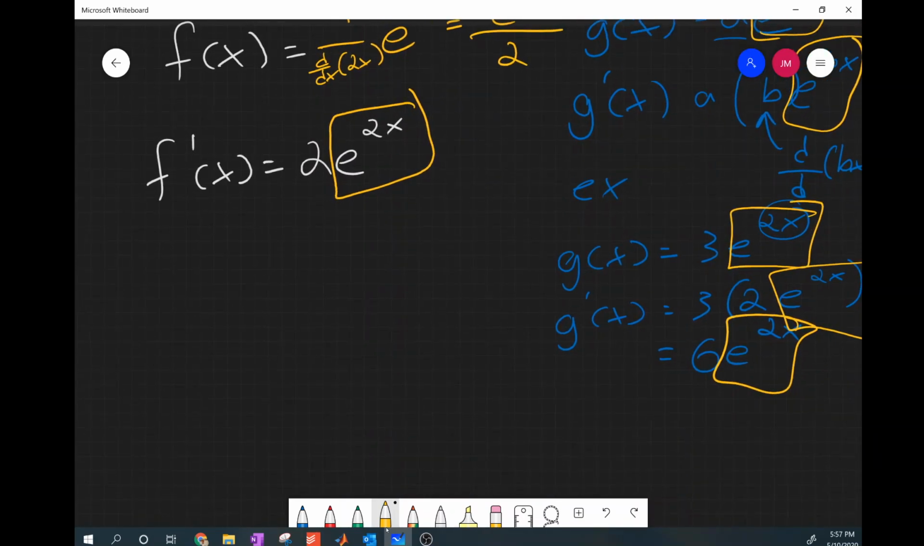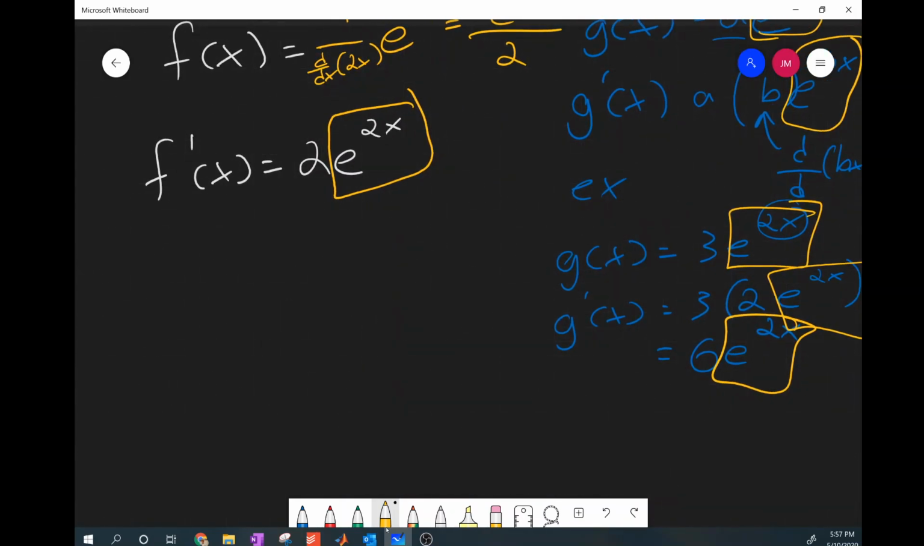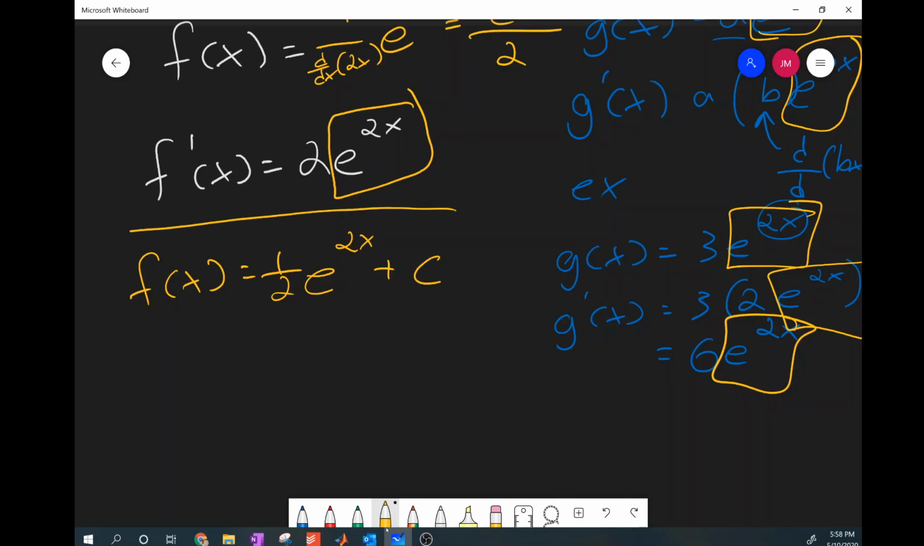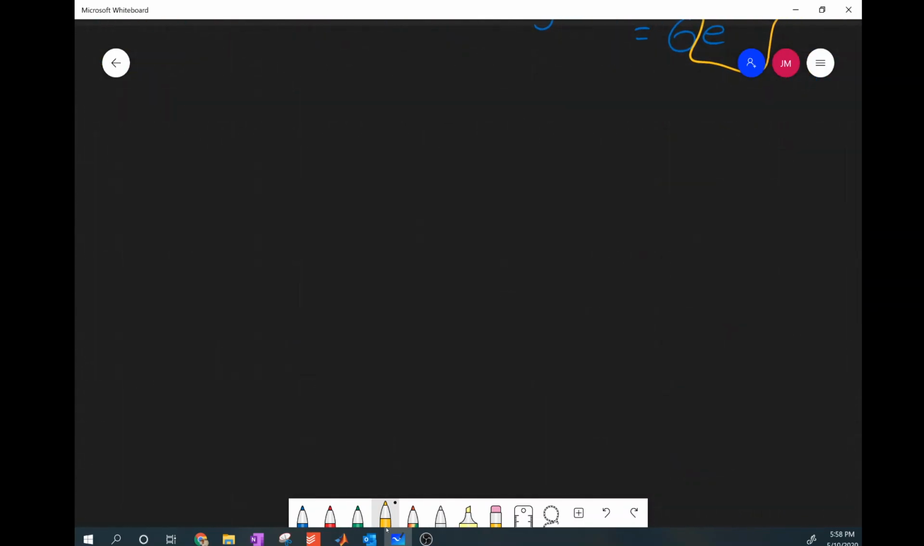So then we see that if given f prime of x equals 2e to the 2x, then f of x equals 1/2 e to the 2x. Hopefully remember plus c. We need that original value. So let's take a look at what that might look like for you.